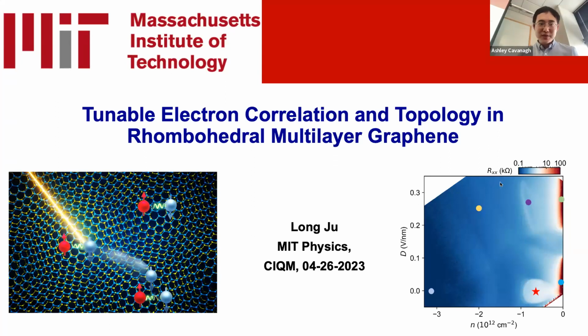I hope you can see my mouse. So basically, I'm going to tell you about electron correlation and topology in a material that is known as rhombohedral multilayer graphene.